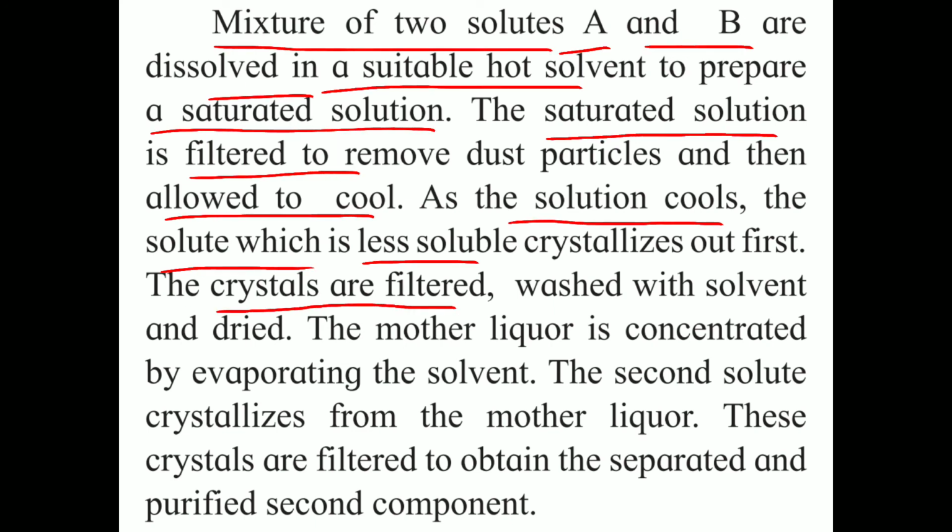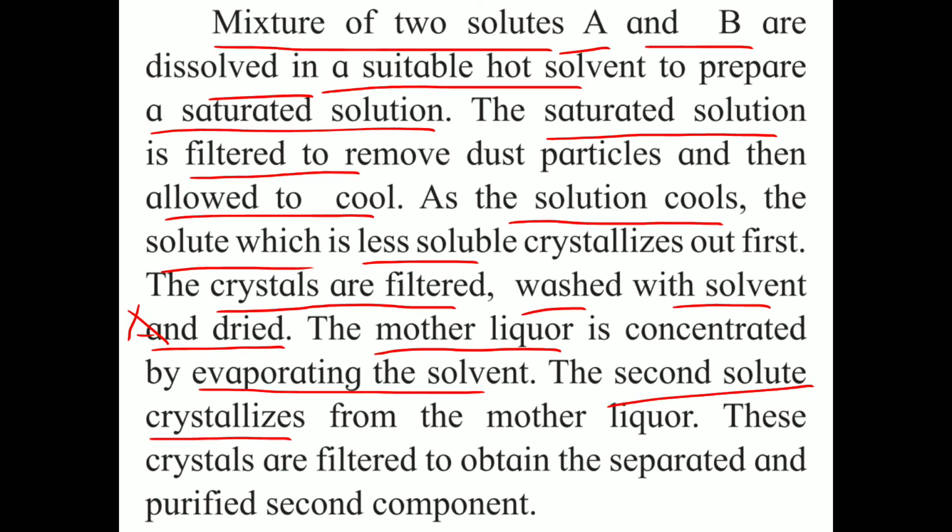The crystals are filtered, which means the first solute, solute A, is obtained by filtration, then washed with the solvent and dried. But in this mixture, only the first solute, solute A, has been removed, and the solution still contains B. Then, to obtain B, the mother liquor is concentrated by evaporating the solvent. The second solute, B, crystallizes from the mother liquor, and these crystals are again filtered to obtain the separated and purified second component.